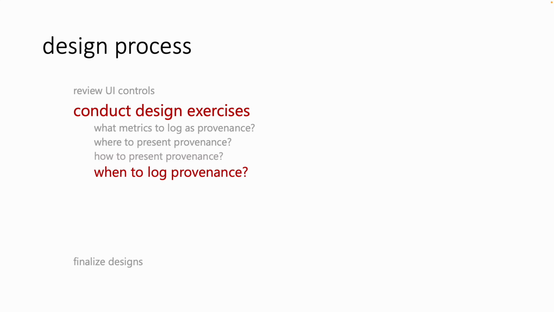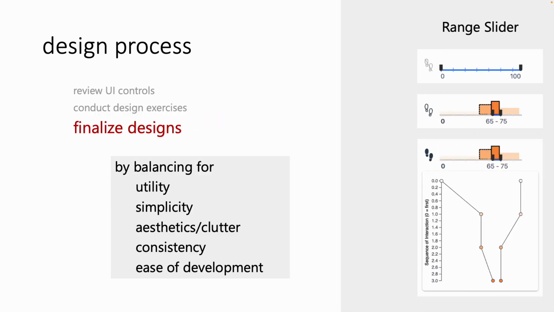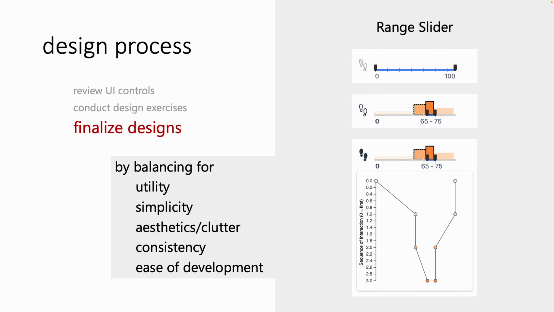Finally, in terms of when to log provenance, we considered two kinds of analytic time. Every user interaction, or more specifically, whenever the widget's state changes, or every second. Check out this temporal history view for a single slider. For the same sequence of interactions, the interaction mode on the left shows the points evenly spaced out, unlike the time mode on the right where things are more uneven. Finding utility in both, we chose to support both. So eventually, we finalized these designs while balancing for several aspects such as consistency and ease of development.